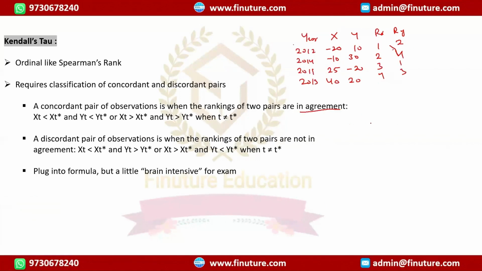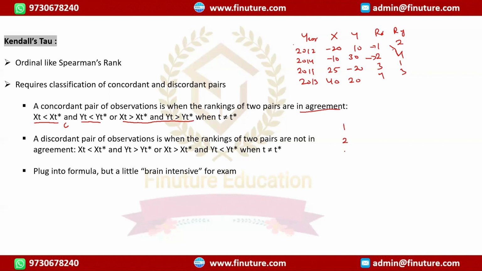Now a very important thing: you need to compare. If my X is increasing, say for these two data points, I compare: is 1 less than 2? Yes. Is my 2 less than 4? Yes. So wherever your Xt is less than Xt star and Yt is also less than Yt star, then we call it a concordant pair. The same goes for greater than.